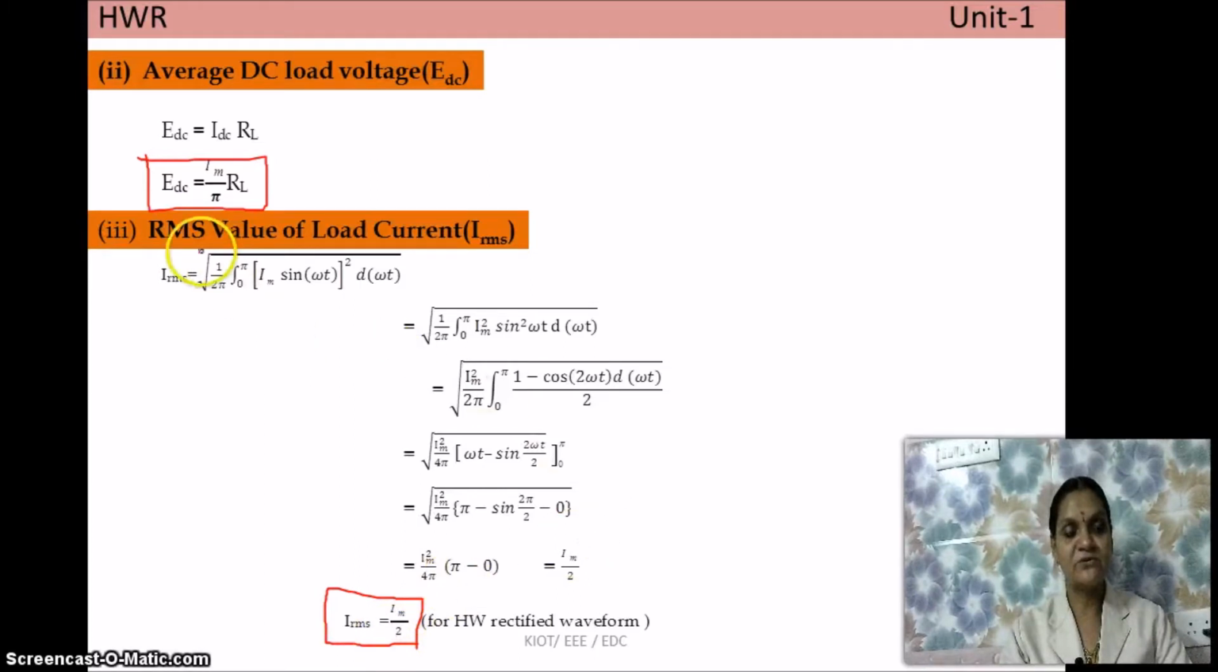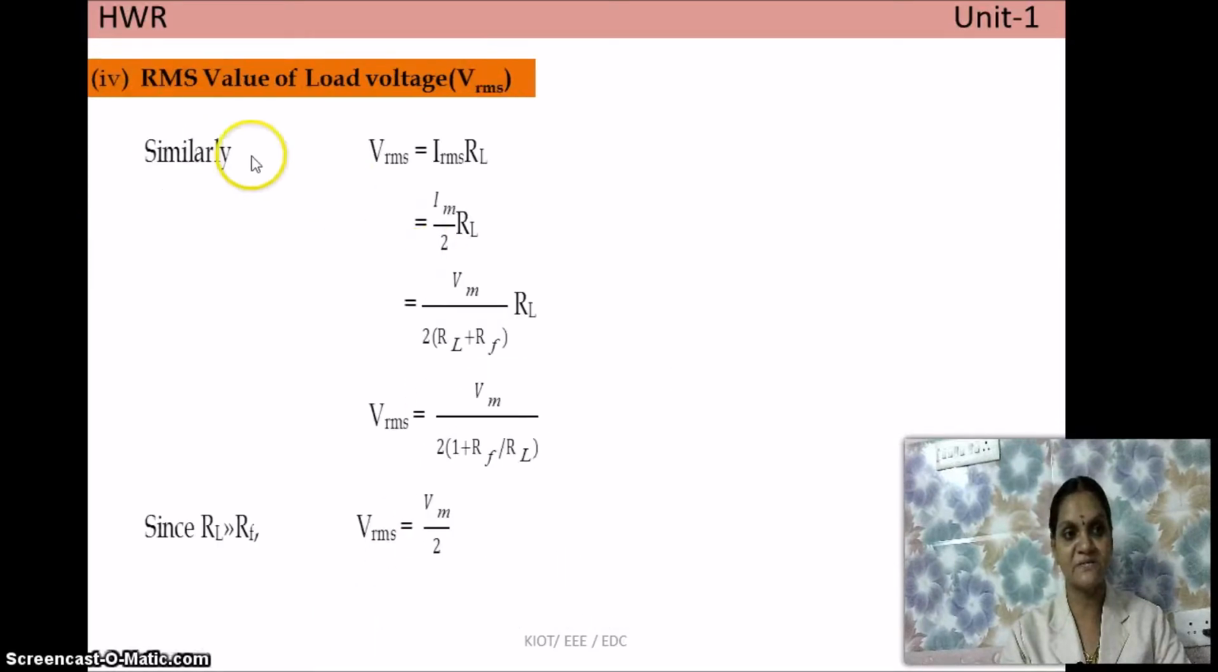Similarly, we need to calculate the RMS value of voltage. For DC voltage we used Ohm's law. Similarly, for the RMS value we use Ohm's law for calculating ERMS, or otherwise VRMS. VRMS equals IRMS into RL. IRMS we have just calculated, so this becomes Im by 2 into RL.